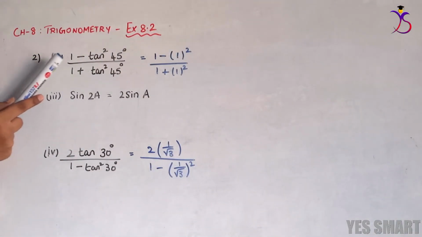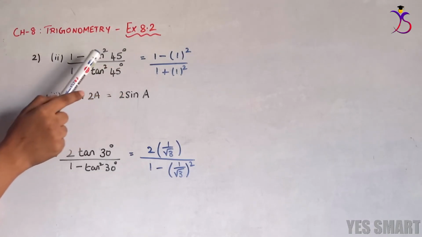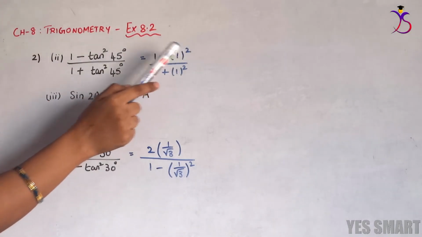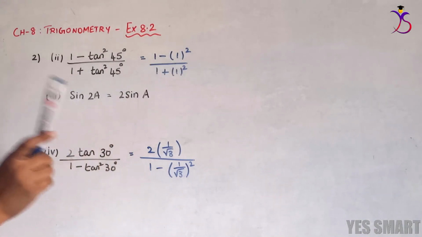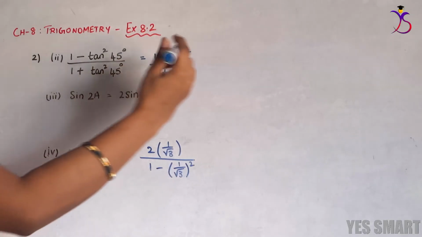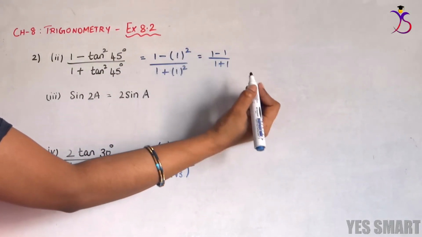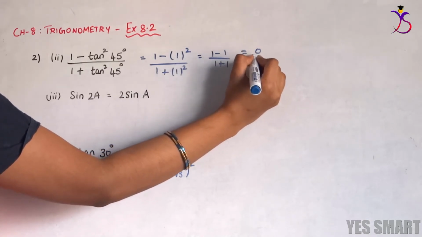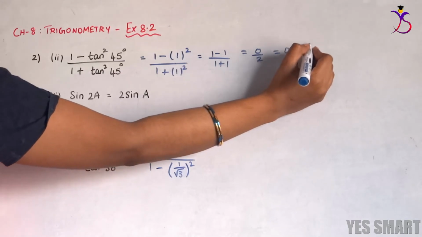Second subdivision. It is given that (1 minus tan square 45 degree) by (1 plus tan square 45 degree). I am just substituting the value. Tan 45 is 1, so square is this. 1 minus 1 square is 1 by 1 plus 1, which is 0 by 2, which is equal to 0. Therefore D option is correct.